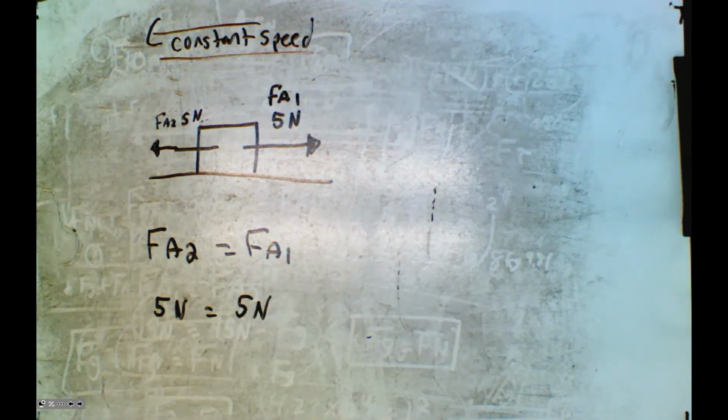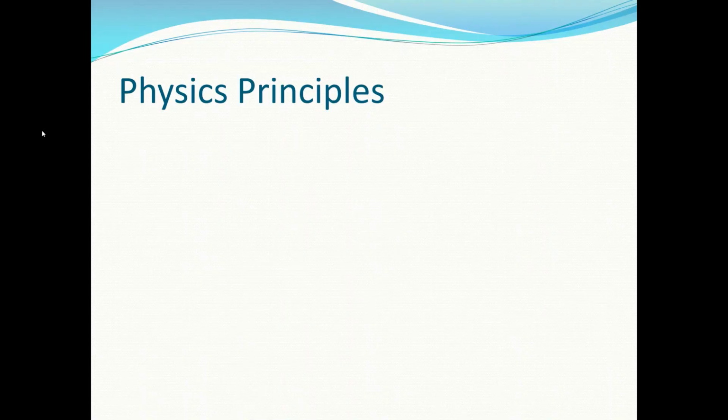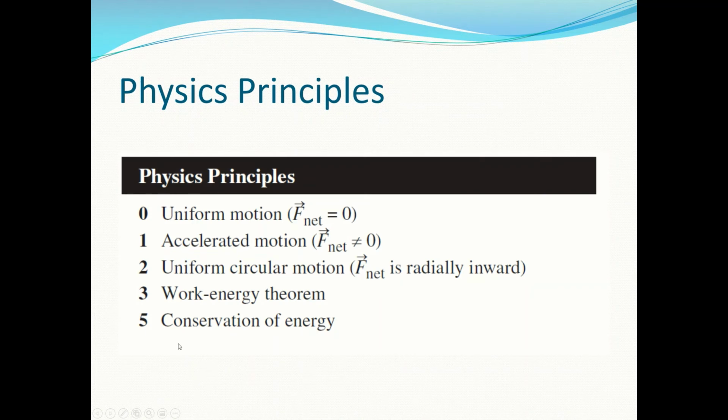Everything is going to be moving at a constant speed or stopped. FNet has to equal 0 for these first few lessons. These are physics principles, and they're in your data book. These are physics principles that we'll be using. Right now, we're talking about uniform motion, so that's physics principle 0. You can find that on the back of your data booklet right there.